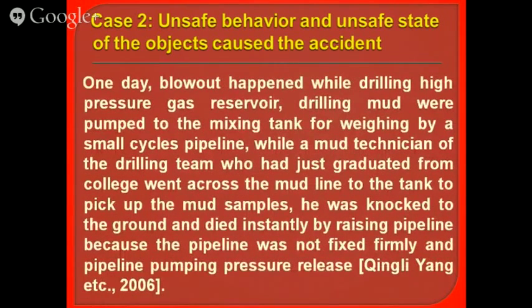And now I give you more time to think. You may take 3-4 minutes. So one day, a blowout happened while drilling a high pressure gas reservoir.